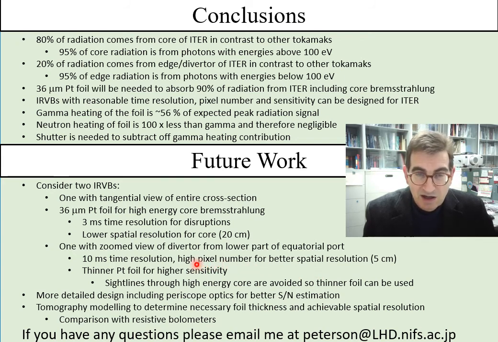We can use a thinner foil because it will avoid most of the high energy photons, X-rays from the core. So we can use a thinner foil and have higher sensitivity and have more channels. Also, we'd like to do a more detailed design, including the periscope optics for better signal-to-noise estimation, and do tomography modeling to determine the necessary foil thickness and the achievable spatial resolution, and then compare it to the resistive bolometers.